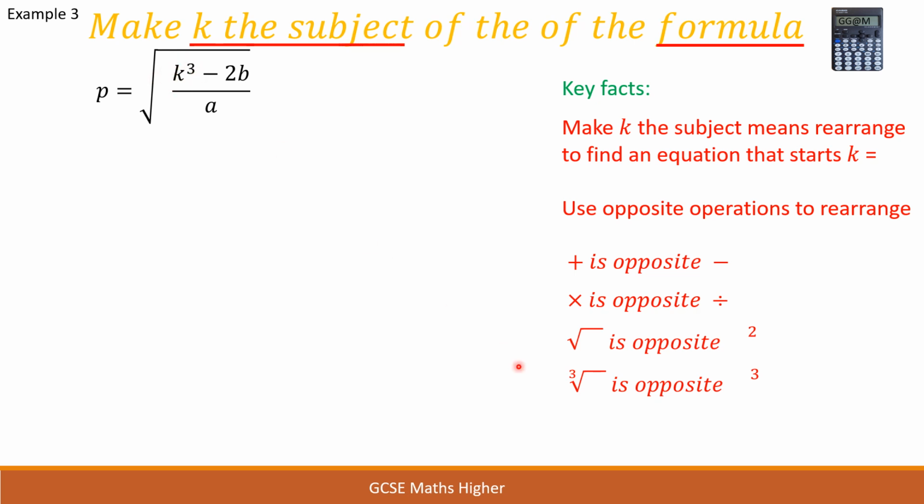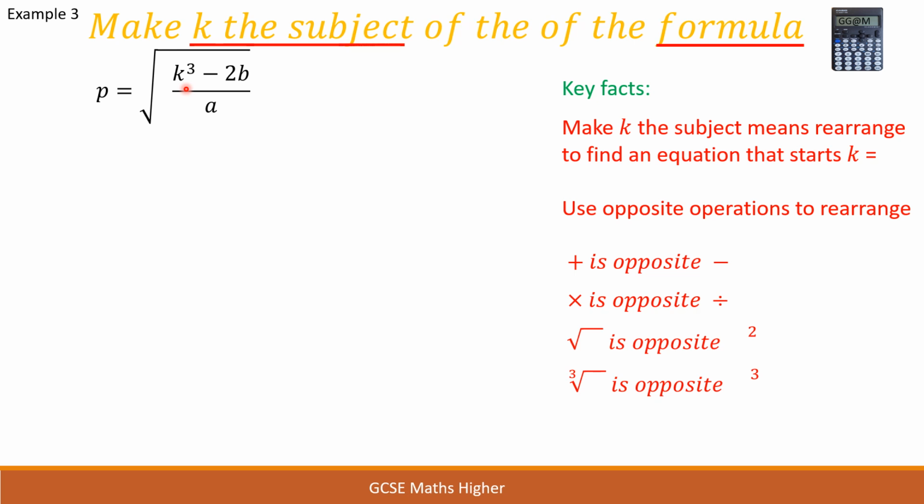So this time we're going to be looking at using these two bottom operations, because the opposite of square root is squaring and the opposite of cube root is cubing. You can see we've got a square root over the whole lot of it and we've got a cubed in here. So we're going to have to use these bottom two facts. Press pause, see if you can think about rearranging to find k, and then press play when you've got the answer.